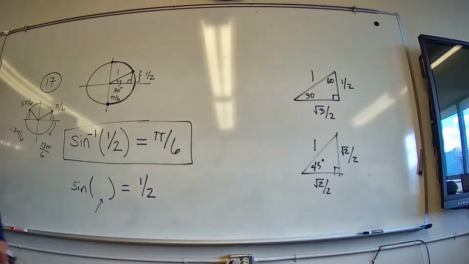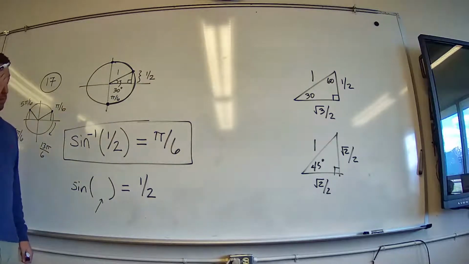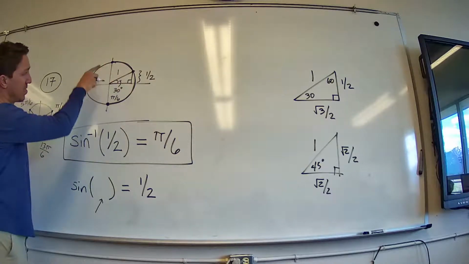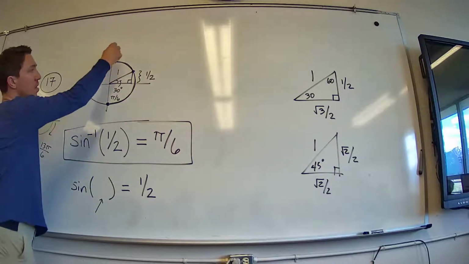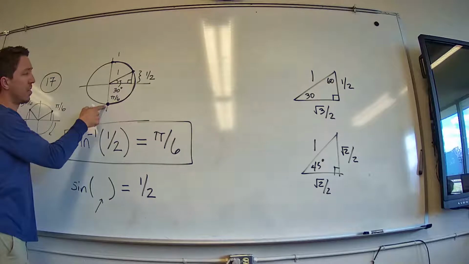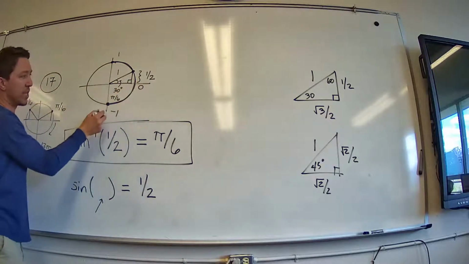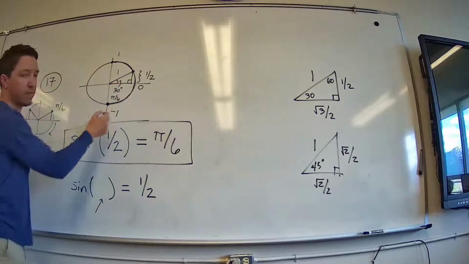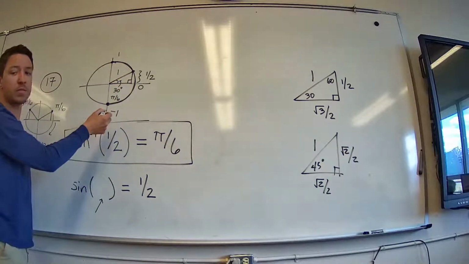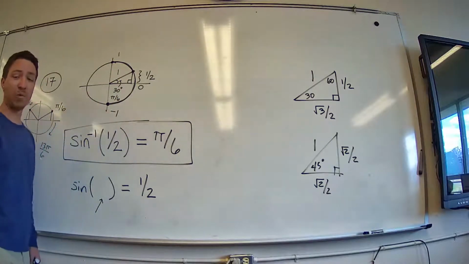Not quite. Well, think about the sine values you get on this part of the circle. What's the sine up here? 1. What's the sine down here? And what's the sine here? 0. So do you see how we've hit the full possible range of sine values without hitting the same one twice?